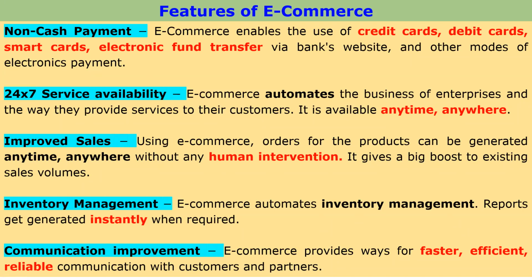That means anytime you can purchase, you can do the transaction through the e-commerce website. It's not bothered about whether it is midnight or early morning, you can do the transactions. Then third one, improved sales. That means you can make orders from anywhere in the world without human intervention. That is improved sale. Then fourth one, inventory management. If you are doing transactions through the e-commerce website, then you should have a better inventory management system.